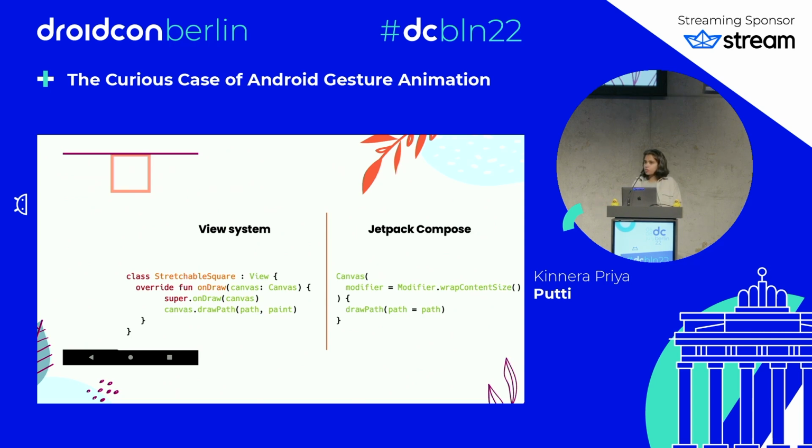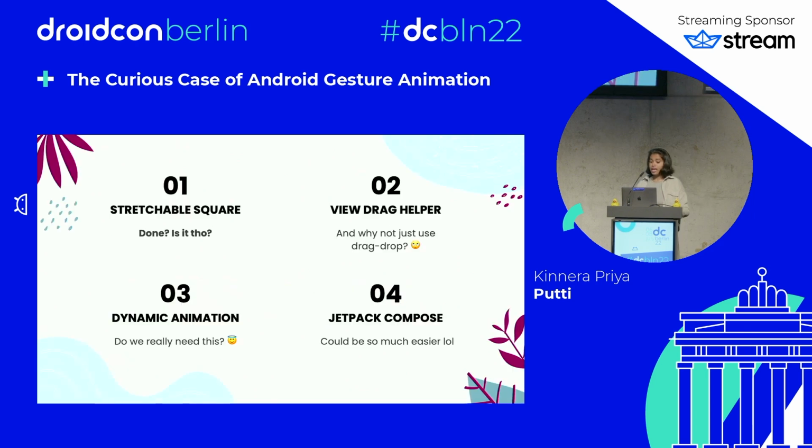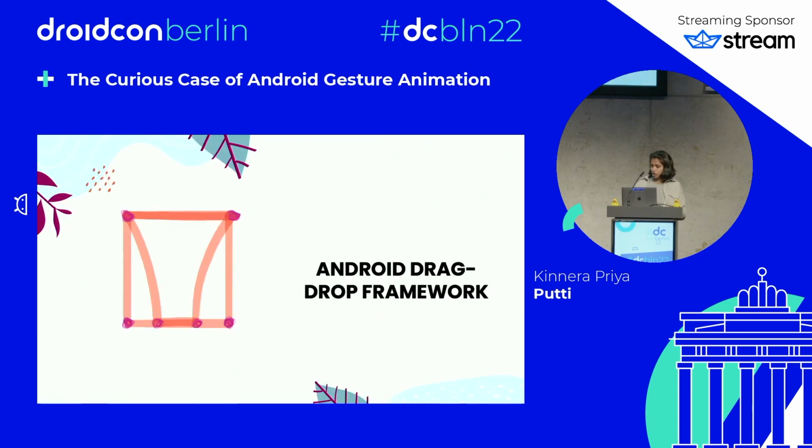In the view system, we would extend a view and then override onDraw to draw this. In Jetpack Compose, we have the Canvas layout component, and then we'll just draw the path inside of this canvas. Pretty similar so far. We're not really abstracting any of the code here. Next, are we done with the stretchable square? Not yet, but for now, we're good. Let's go ahead and look at the Android drag and drop framework.